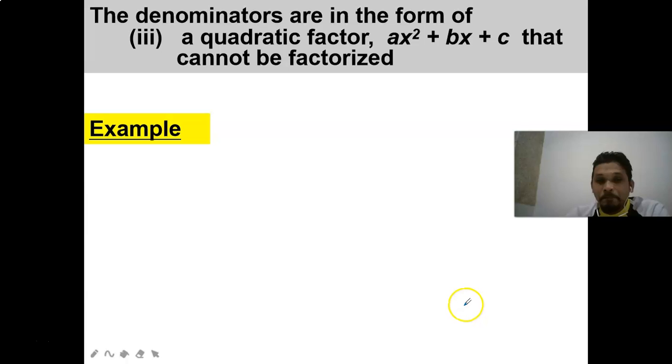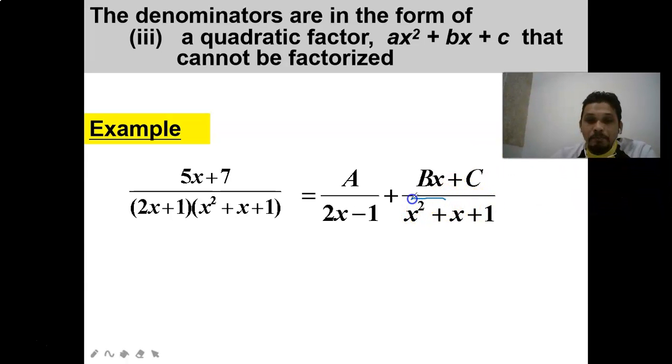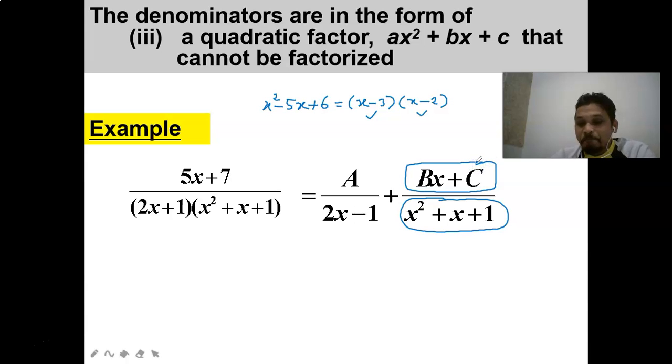Repeated linear factor. And the quadratic that cannot be factorized, for example x squared plus x plus 1. For example, x squared minus 5x plus 6, we can transform this into two linear factors, which are x minus 3 and x minus 2. So these two we define as two linear factors. But for x squared plus x plus 1, we cannot factorize something like this, so it remains as x squared plus x plus 1. And then look at this one, it comes up in the form of Bx plus C. The quadratic factors that cannot be factorized.